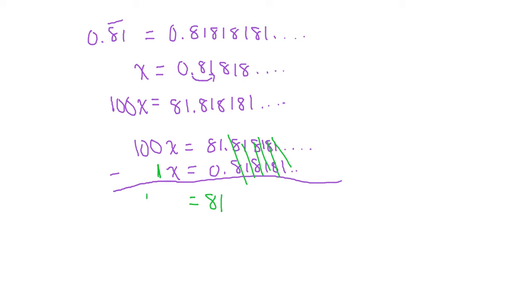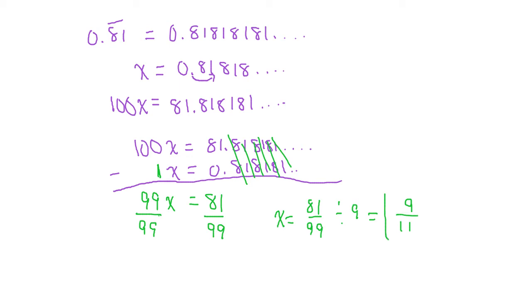Again, solve this equation. So we want to divide by 99. And we get x equals 81 over 99. Now we want to reduce, so if we divide top and bottom by 9, we get 9/11. So we know that 0.81 repeating is the same as 9/11.